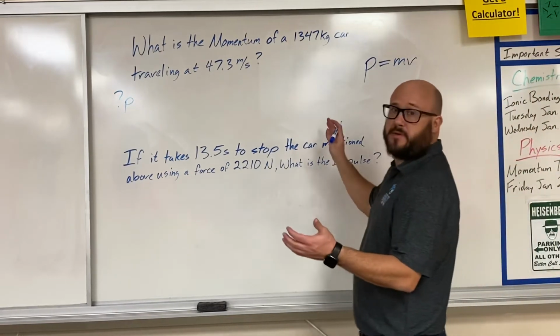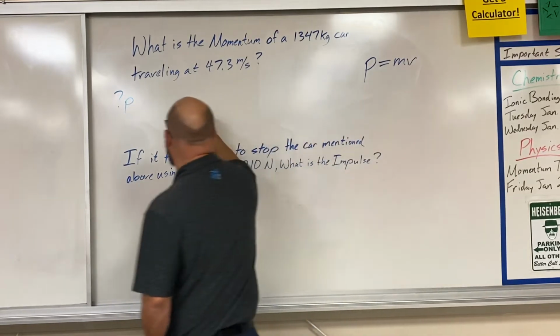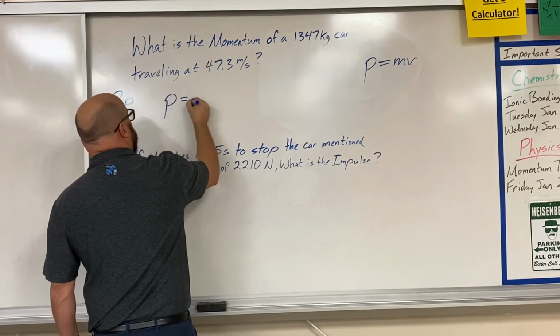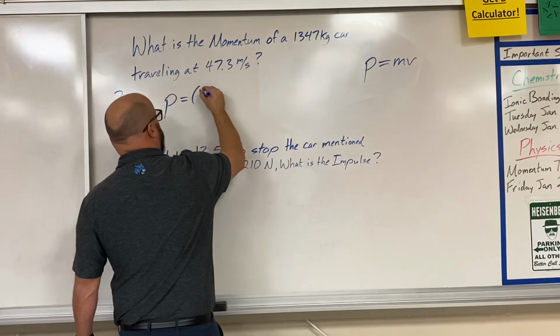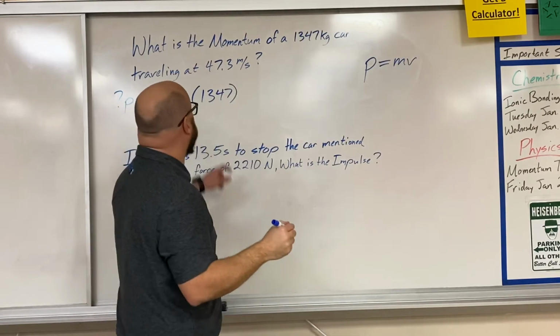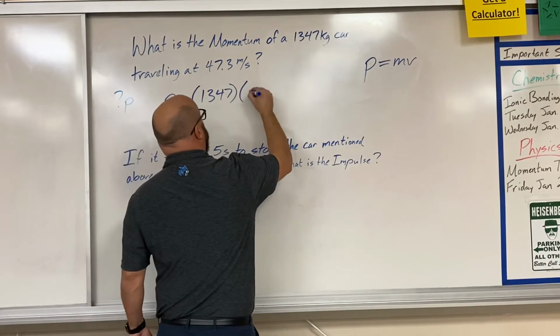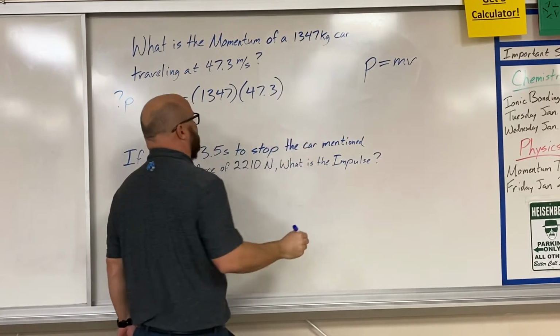So we simply plug these numbers that we're given into our formula. P is what we're solving for again. P equals mass, 1,347, times velocity, 47.3 meters per second.